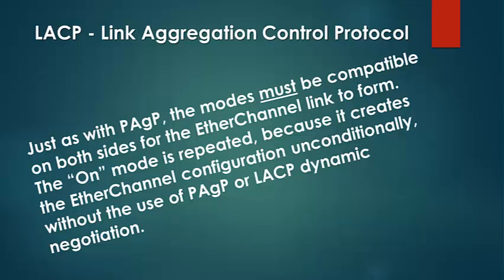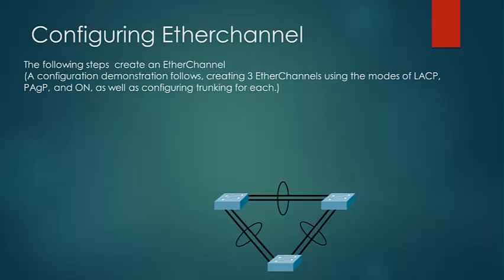Just as with PAgP, the modes must be compatible on both sides for the EtherChannel link to form. The on mode is repeated because it creates the EtherChannel configuration unconditionally without the use of PAgP or LACP dynamic negotiation. The following steps create an EtherChannel. A configuration demonstration follows, creating 3 EtherChannels using the modes of LACP, PAgP, and on, as well as the configuration of a trunk for each.